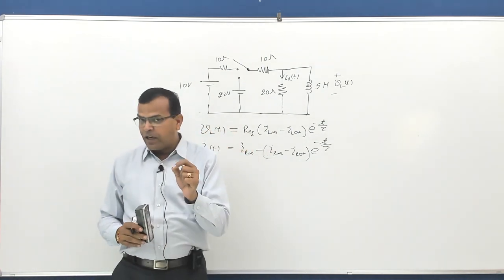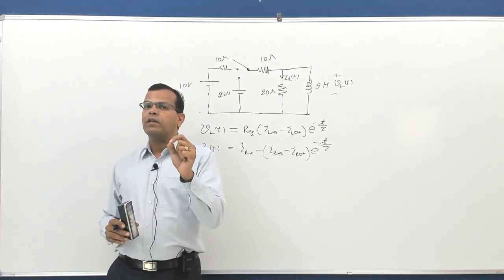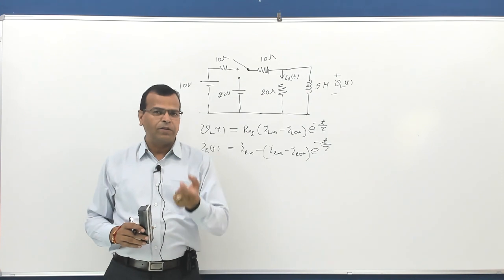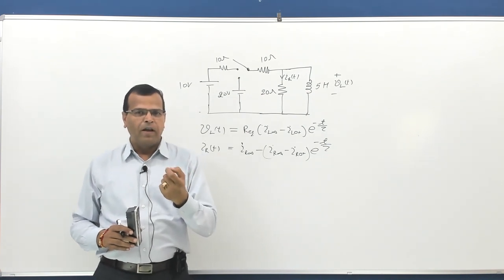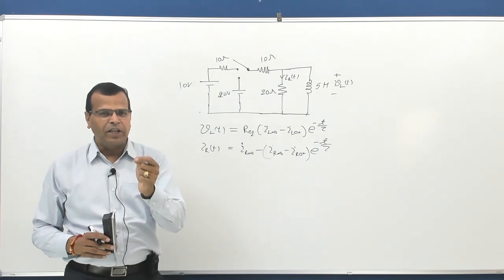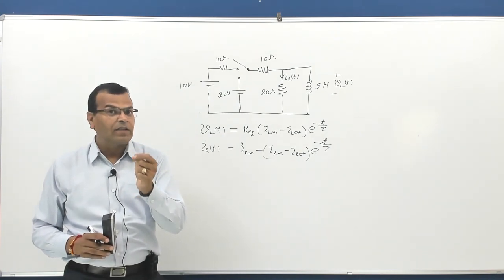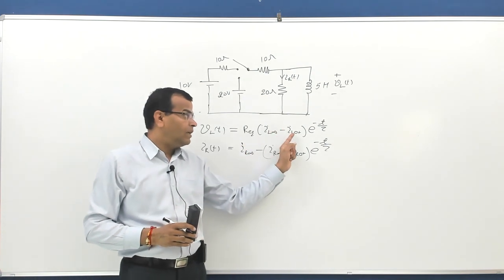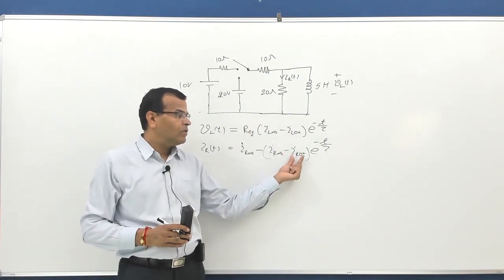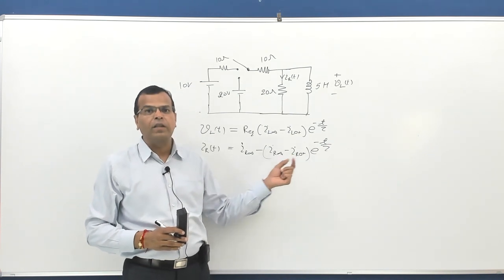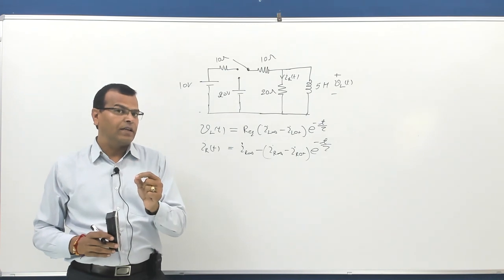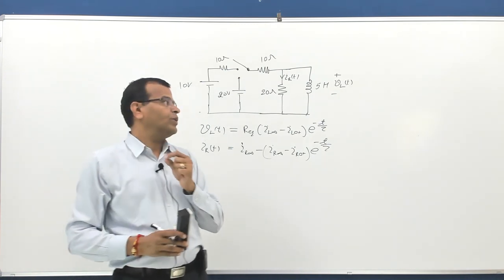Procedure, I repeat it again. Current through the inductor cannot change instantaneously. That was the very first step I talked about in the previous example. Therefore, for calculating the current through the inductor for t equal to 0 plus, or current through the resistance for t equal to 0 plus, I have to find current through the inductor for t equal to 0 minus.